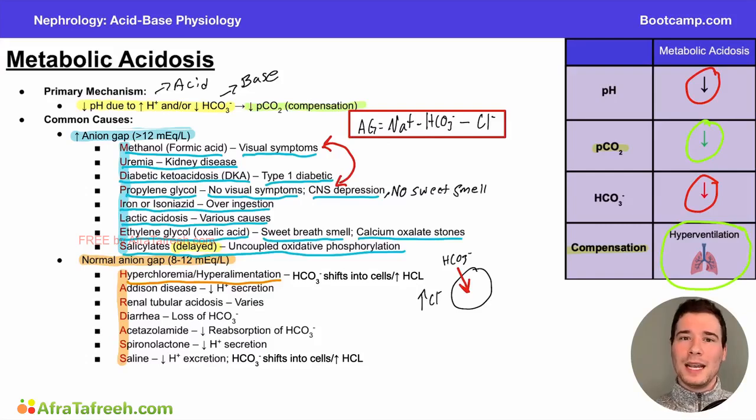The reason hyperalimentation can cause this is in a similar way: when we give somebody this intravenous supply of food, the cations are absorbed, but it creates a state of high chloride level in the body, causing a similar effect. The next one that's really important to know is Addison's disease.